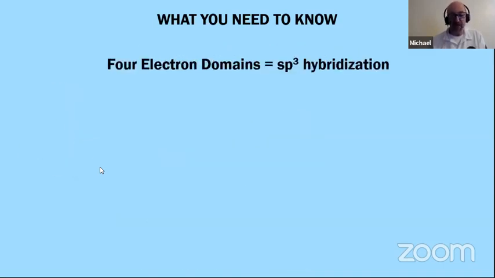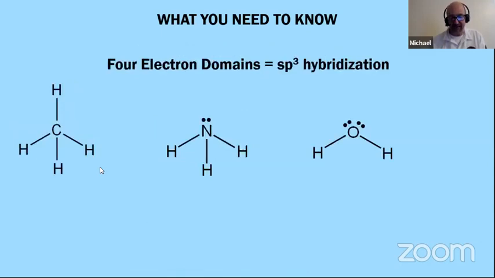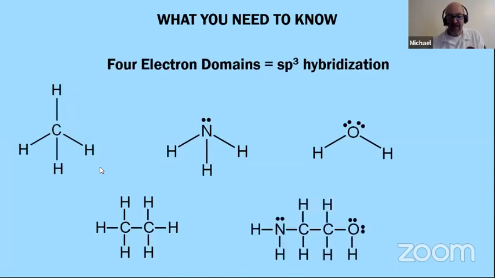So when you have 4 electron domains, you have sp3 hybridization. So we do count both the bonding and the non-bonding domains in this particular process. So 4 single bonds, sp3. 3 singles and a lone pair, sp3. 2 singles and 2 lone pairs, sp3.